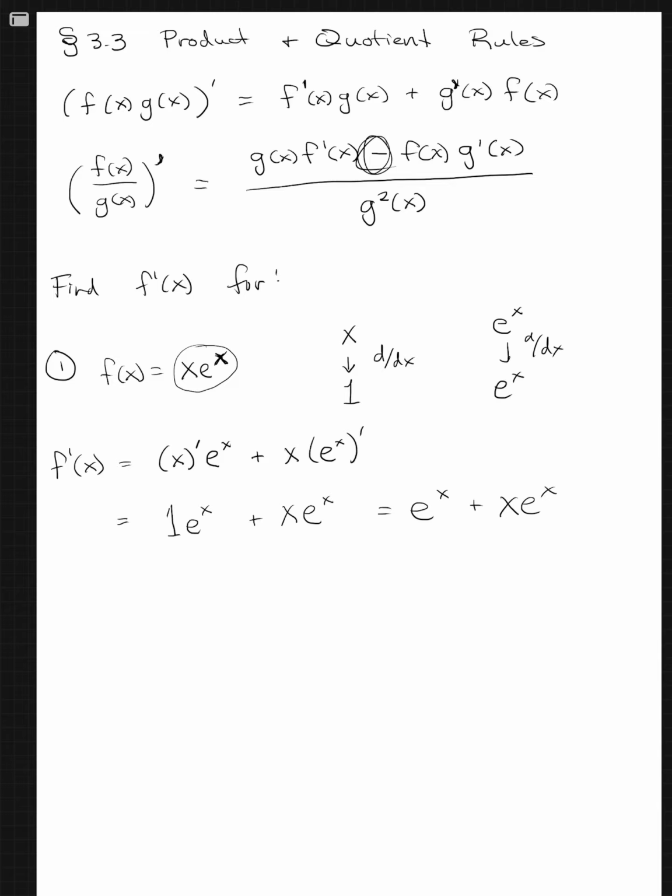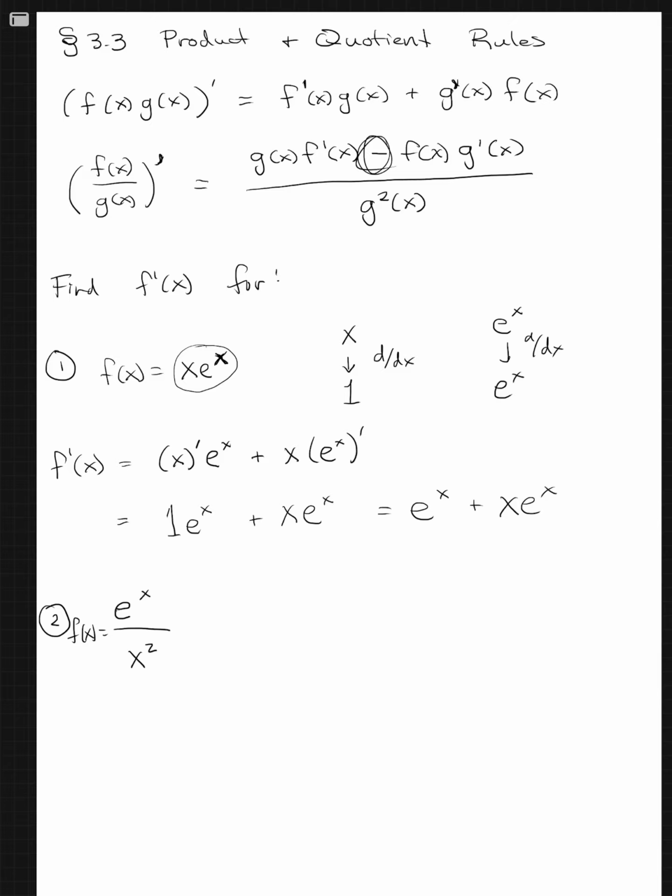All right. Let's see. Let's get a basic quotient rule in here. Let's do f of x equals e to the x divided by x squared.